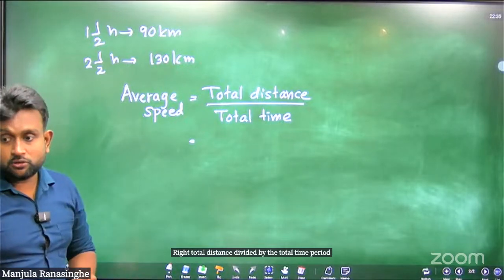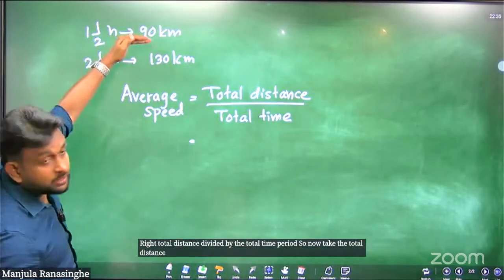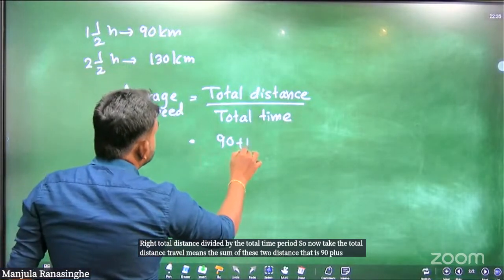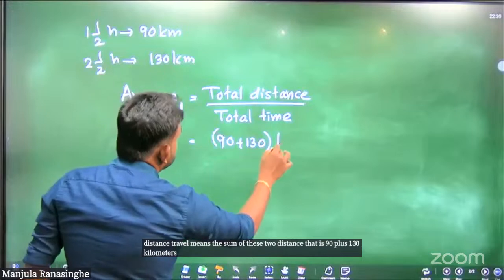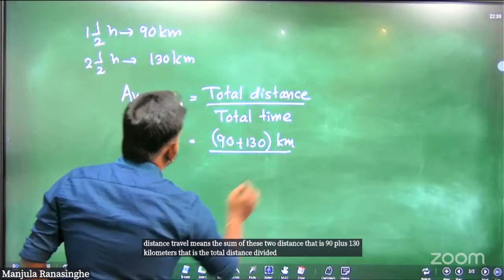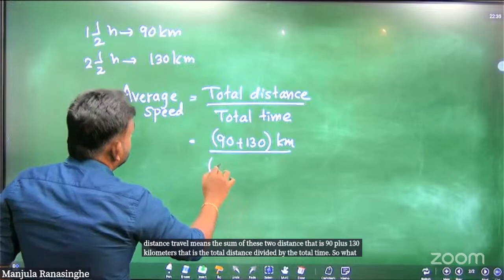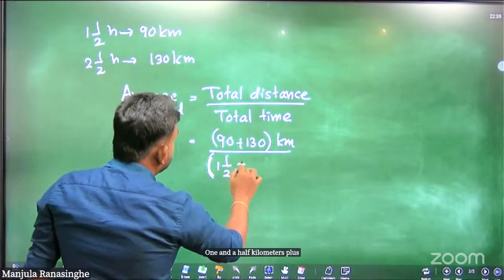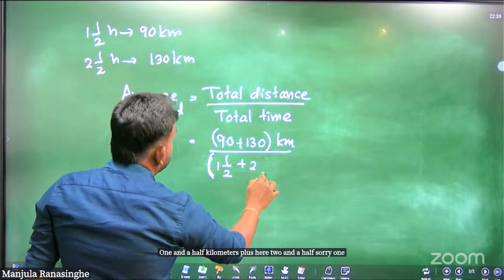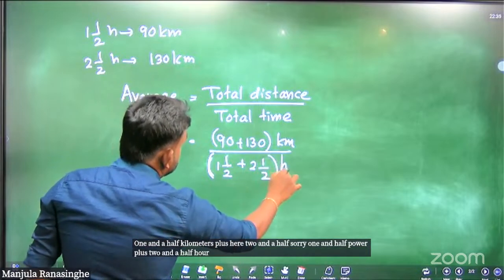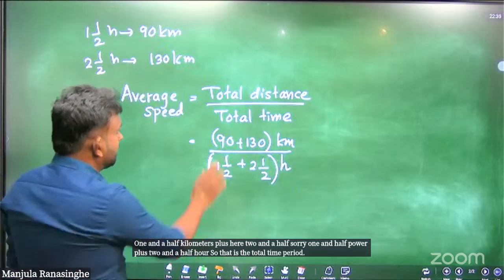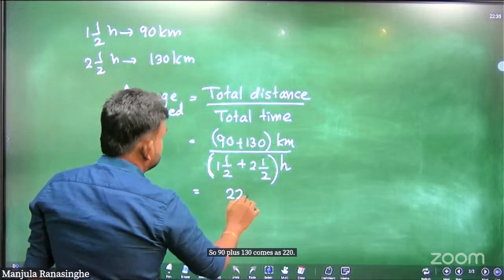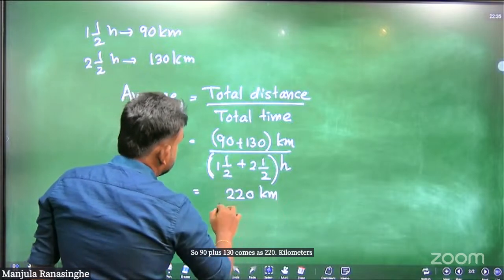So now the total distance traveled means the sum of these two distances, that is 90 plus 130 kilometers. That is the total distance divided by the total time. So what is the total time? Here 1.5 hour plus 2.5 hour. So that is the total time period. So 90 plus 130 comes as 220 kilometers divided by the time period.